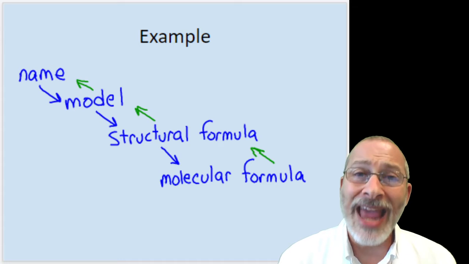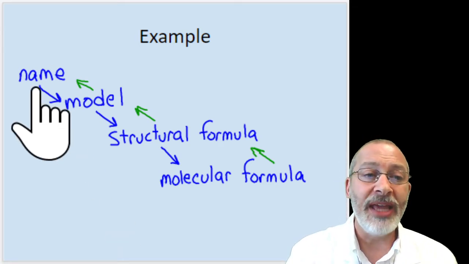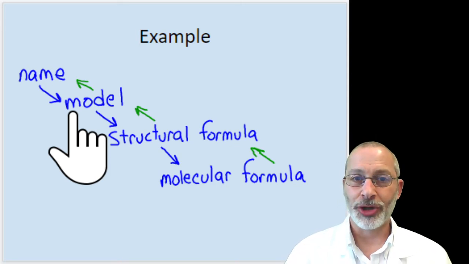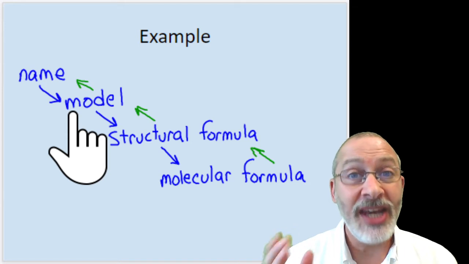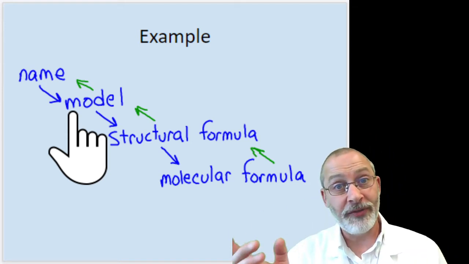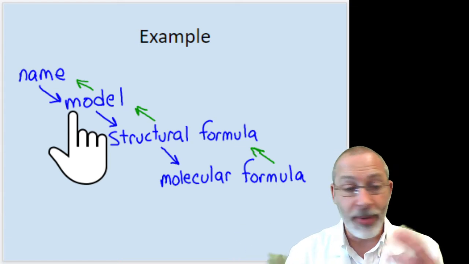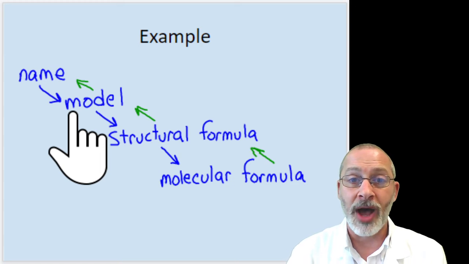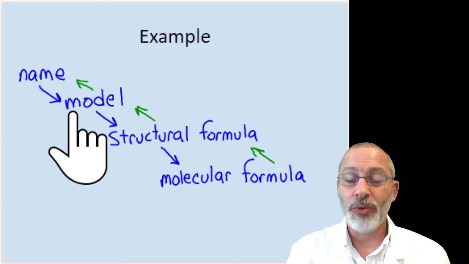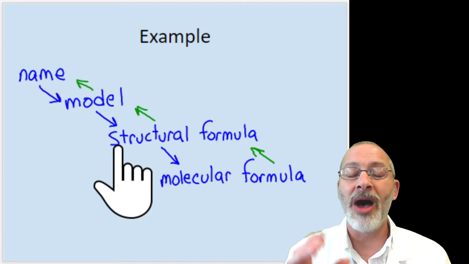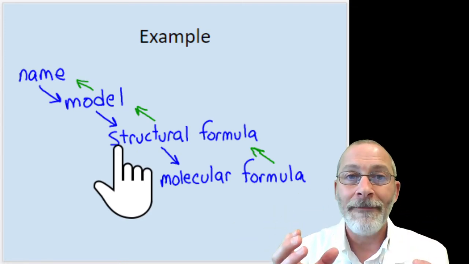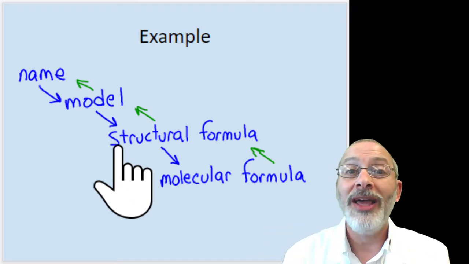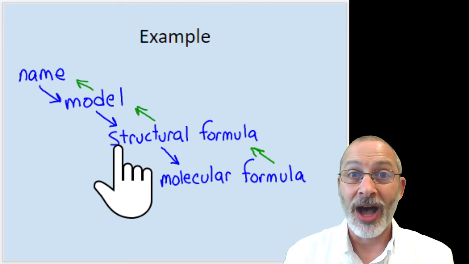Because from that name, I would like you to be able to create a model of the hydrocarbon with nothing but the name. So the name tells you the prefix and the suffix, tells you the number of carbons that you're going to get together for your model and the type of bonds that you're going to construct with your model. And from the model, you will then be able to hold that model in a particular way to provide you the means by which to draw a structural model on paper.